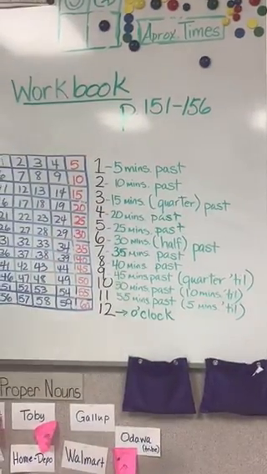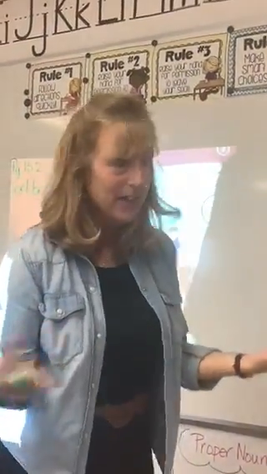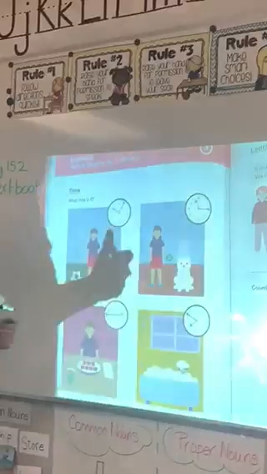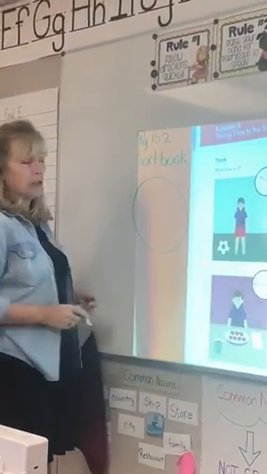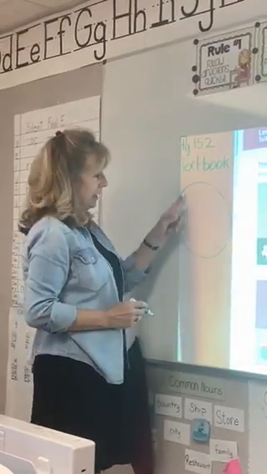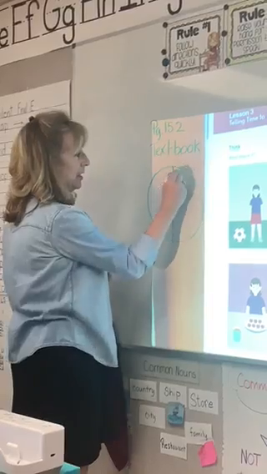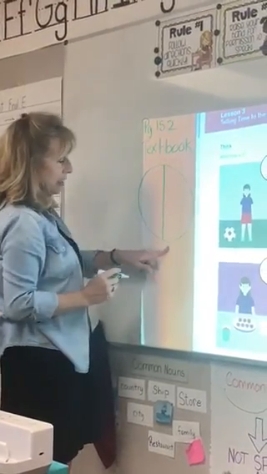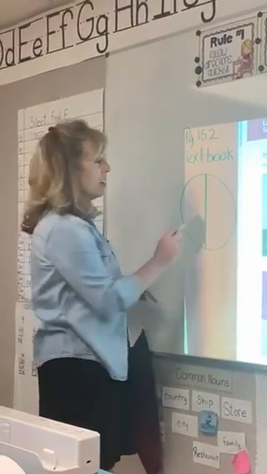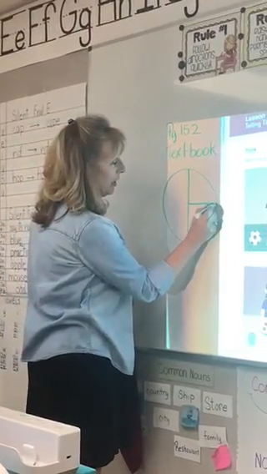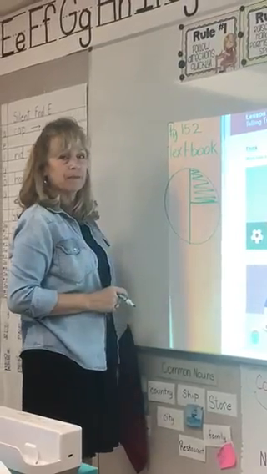A quarter. Mrs. Marshall, where did that come from? Okay, let me tell you how that came about. Remember, we've got a circle. This is our circle. This is our clock. It's a big circle. And we did a half, didn't we, for the 30. Half of the circle was 30. Well, you know what? A quarter of the circle is 15.